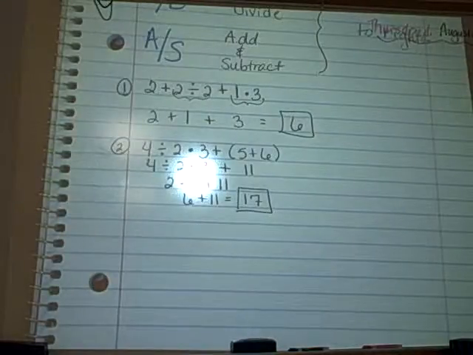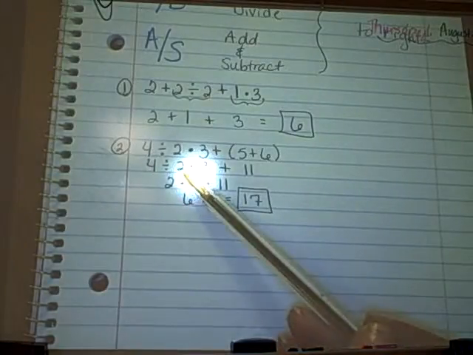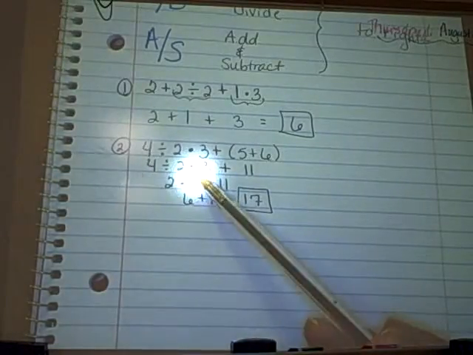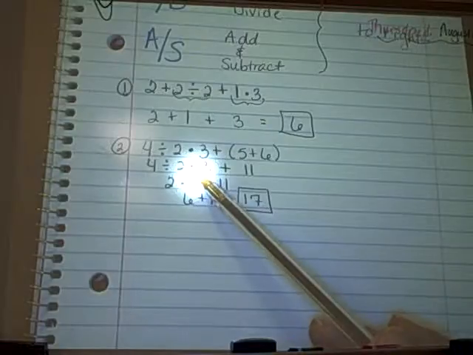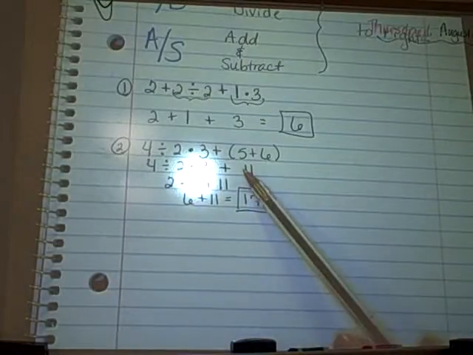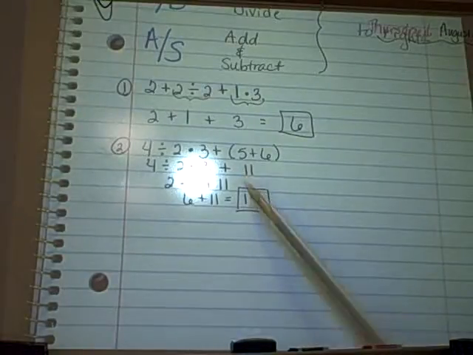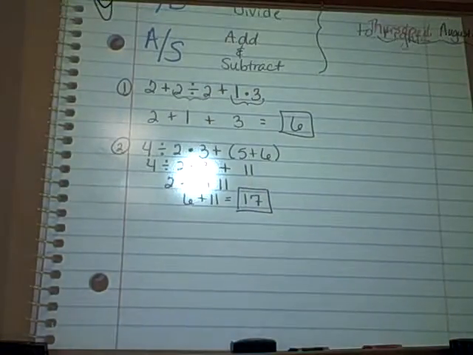If, in your brain, you insisted on doing the multiplication first, and did 2 times 3 first, then you have 4 divided by 6, which is 2/3, or 0.666667. Plus the 11, you're going to end up with a totally different answer than this one, and it's not going to be correct.